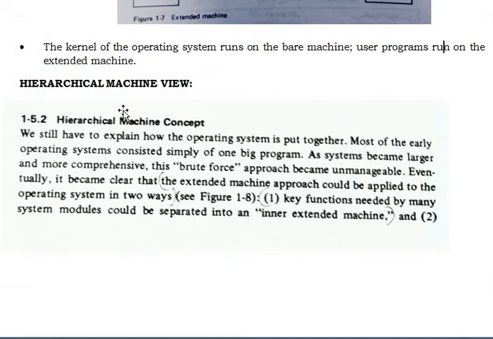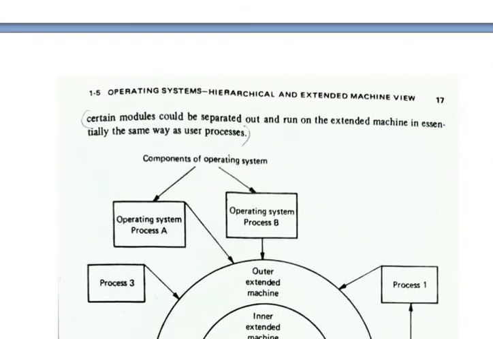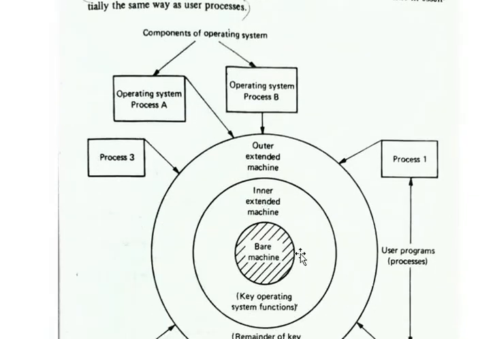That is enough for the hierarchical machine. Hierarchical, and that is the procedural order. Okay. Components of the operating system: operating system process A, operating system process B. Under the operating system point, all processes use programs, and then the hierarchical view. So bare machine, inner and outer. It holds only the key functions, and the remainder holds the remaining things of the key functions of the operating system.